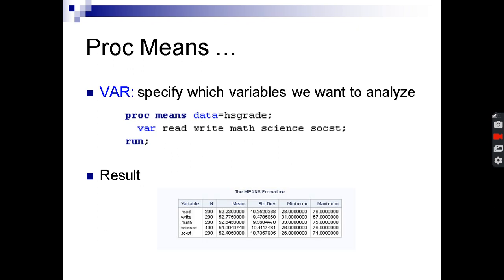And with VAR, we can specify which variables we want to calculate the descriptive statistics for. So here I specified read, write, math, science, and socst, and then we have the proc means result for only these 5 variables.